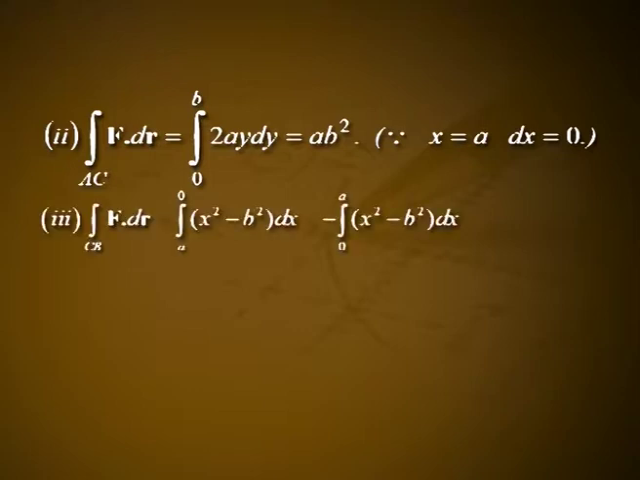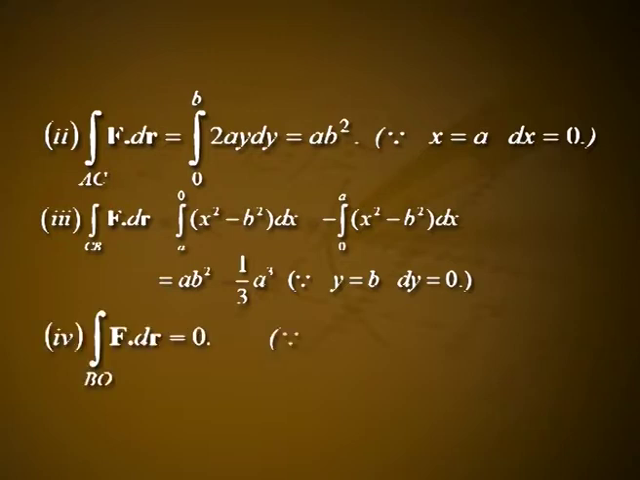Integral over CB f dot dr is equal to integral over a to 0 of x square minus b square dx, which is equal to minus integral 0 to a of x square minus b square dx, which is equal to a b square minus 1 by 3 a cube, since y is equal to b, dy is equal to 0. Integral over BO f dot dr is equal to 0, since x is equal to 0, dx is equal to 0.